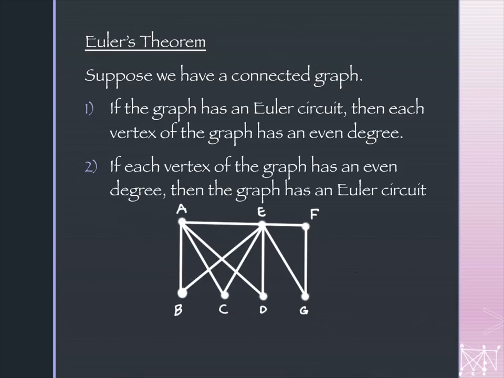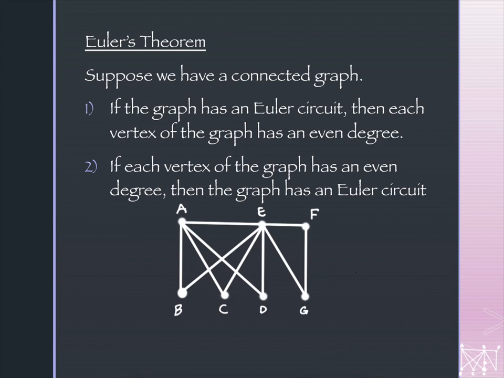So we're going to take a look next at Euler's theorem. Euler's theorem talks about how we create these kinds of circuits. So suppose we have a connected graph. We talked about connected before. It means that you can get from one vertex to any other vertex, okay? If the graph has an Euler circuit, that's an if. If it has one, then each vertex of the graph has an even degree. Okay, each vertex would have to have an even degree. And that should make sense. It means if you go into the point, you have to come out the point and vice versa.